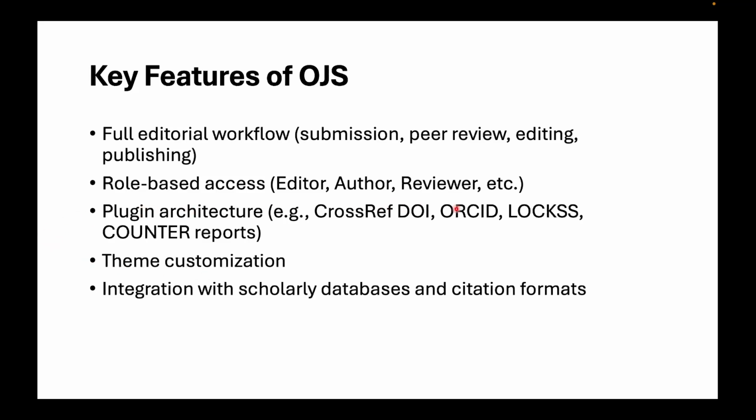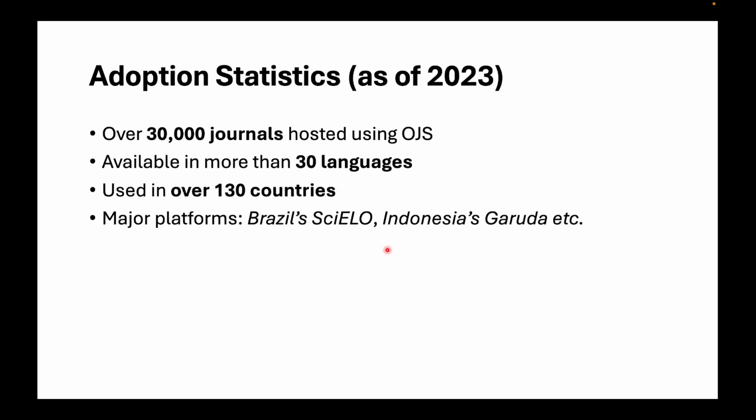reports, all can be integrated in this OJS, and we can give different themes. The customization can be done, and this is a simple customization I have done in my journal, I will show it. But if you have a good computer technician, he can make a very good customization. It allows theme customization, so that the journal looks very attractive. And integration of scholarly databases and citation formats, all this can be integrated to the OJS.